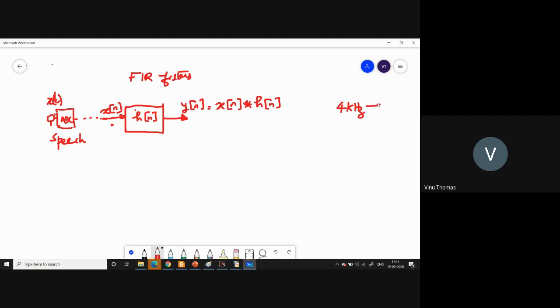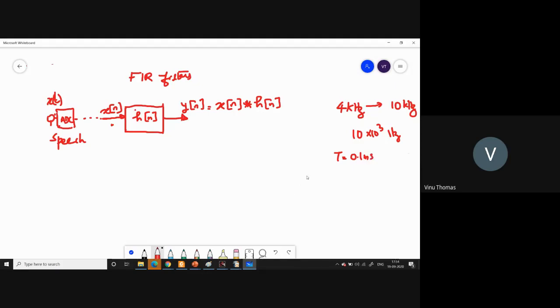Now assume that you are sampling at least 10 kilohertz. So 10 kilohertz is 10 into 10 raised to 3 cycles per second, so 10 into 10 raised to 3 hertz, that is 10 raised to 4 hertz. Therefore, the sampling interval T is equal to 0.1 millisecond.